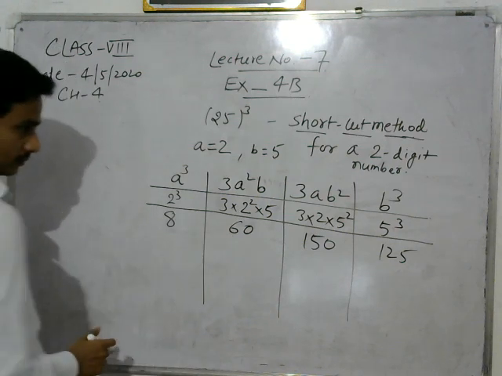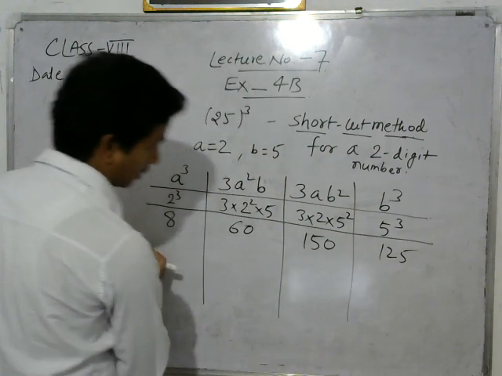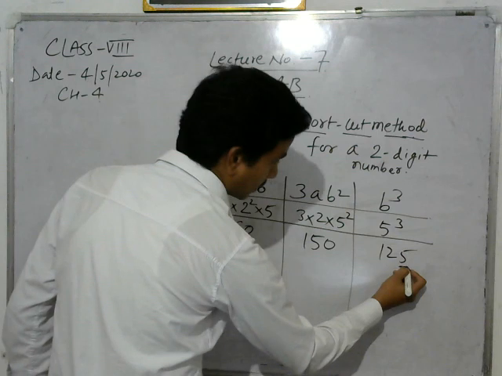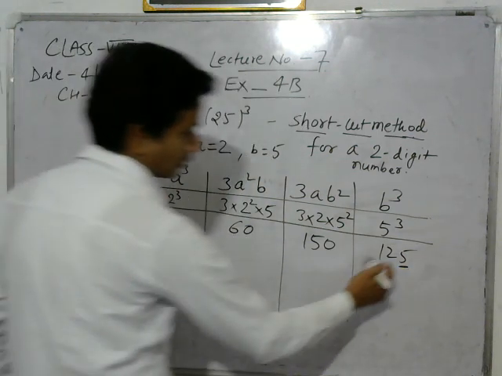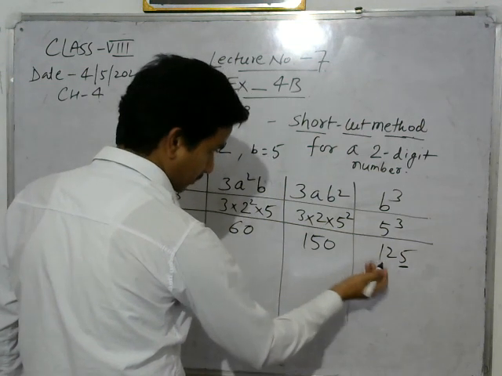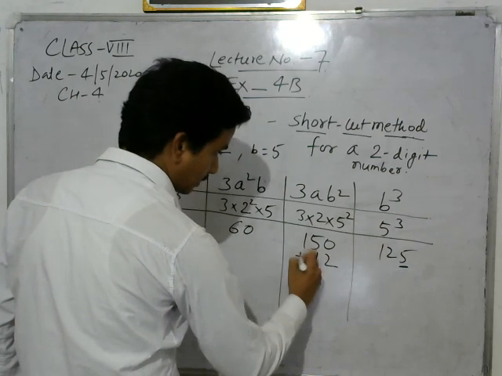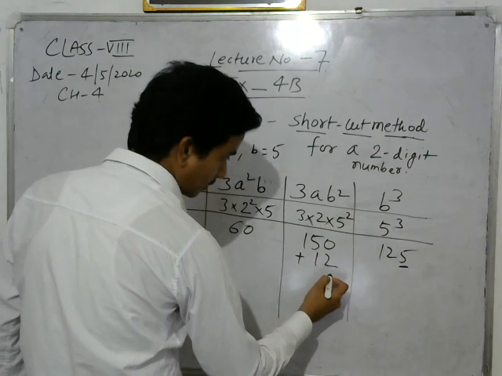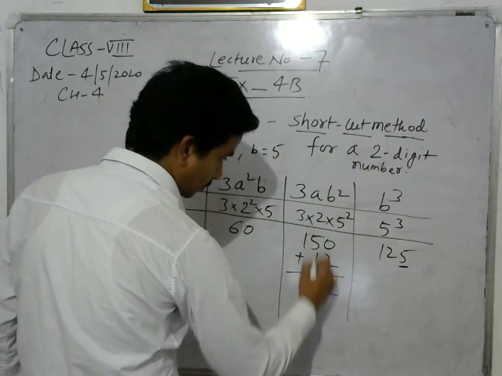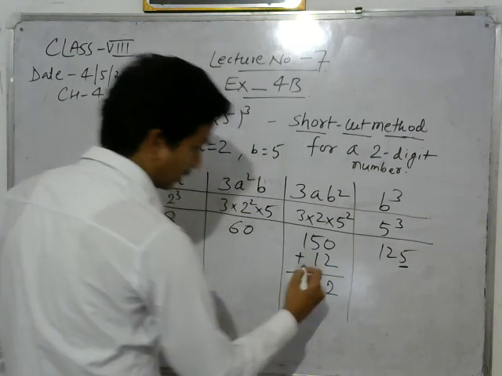Now moving from right to left, in the fourth column we will select the last digit. 5 will be selected, and the remaining digit 12 will come in the next column and will be added here. What you will get? 2 plus 0 is 2, 5 plus 1 is 6, and 1.